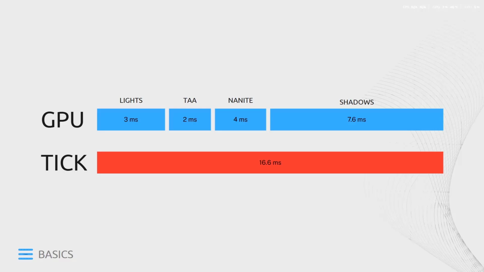Let's say we analyze the GPU. We might see lights are, let's say, well optimized. Nanite is slightly heavy, but shadows are very expensive. This means shadows are taking too much time per frame, increasing frame time and lowering FPS. By looking at these numbers, we can detect the real cause of these stutters. And we try to fix that.